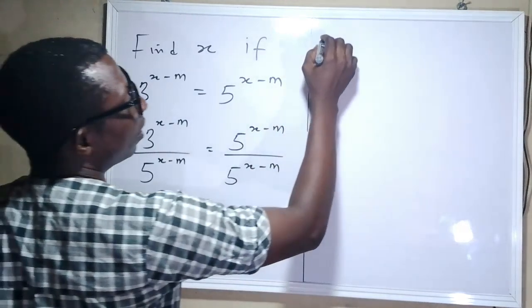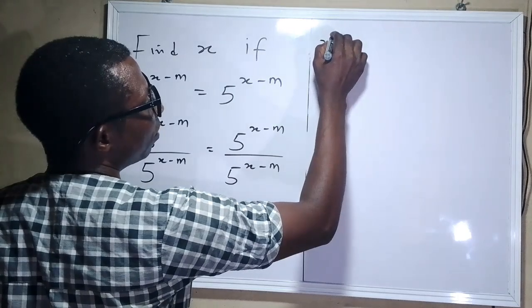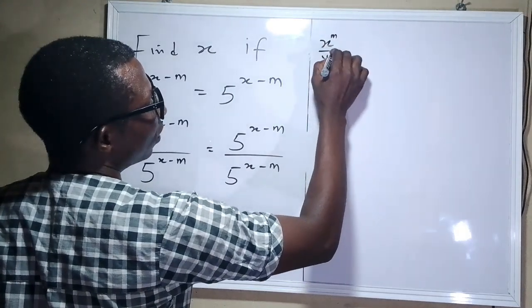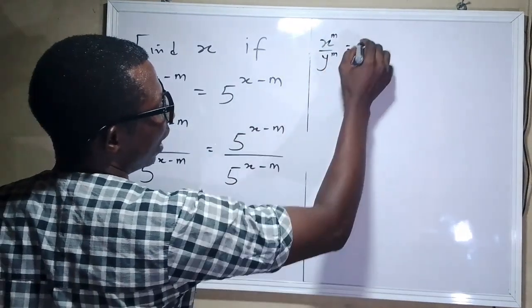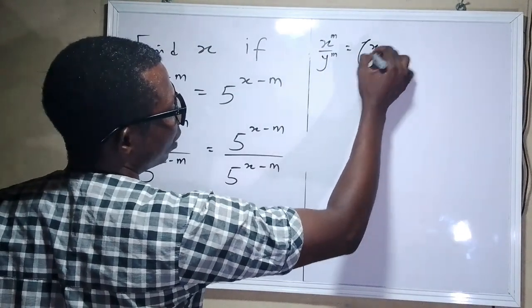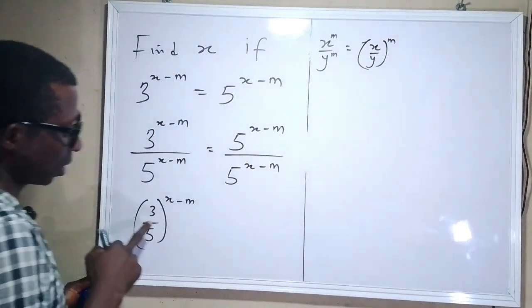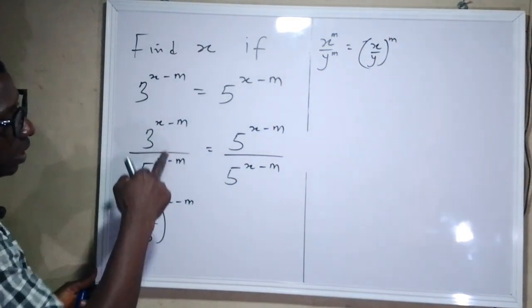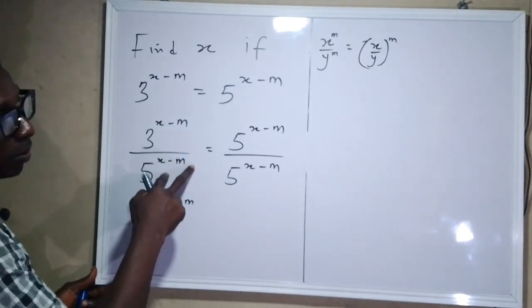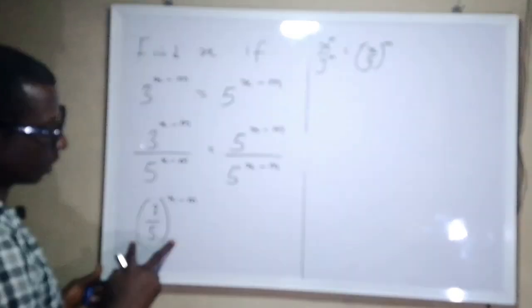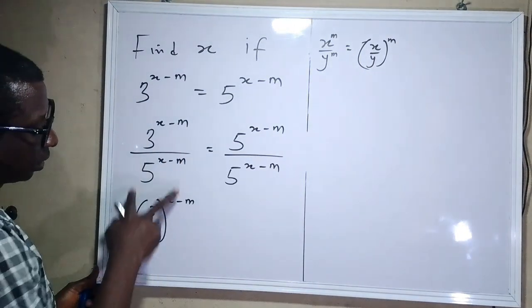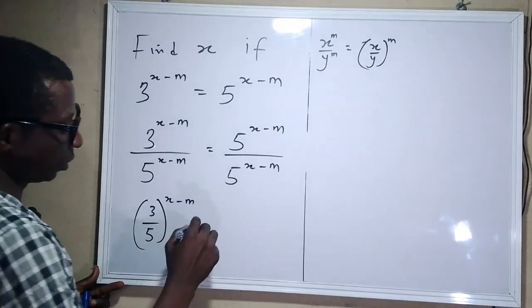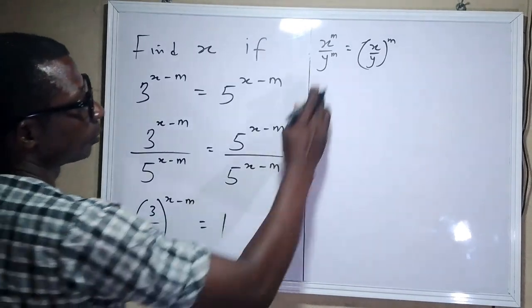Since if I have x raised to the power of m divided by y raised to the power of n, it can be written as x over y raised to the power of n. So I can now express this. They have the same power, so I can factor out the power just like I did here. Alright, so this expression here turns to this. Okay, so this gives you 1.